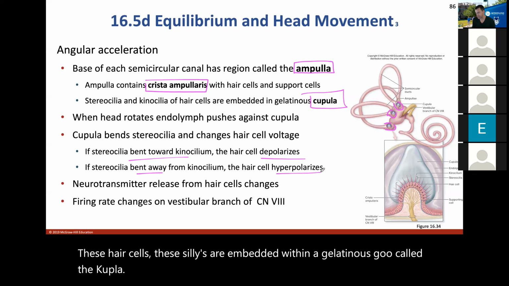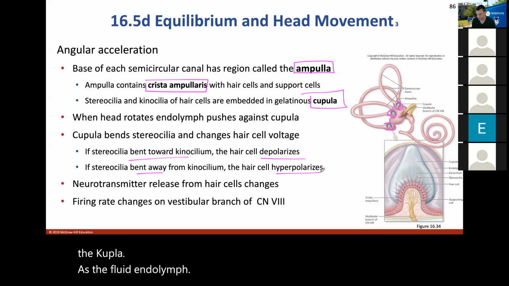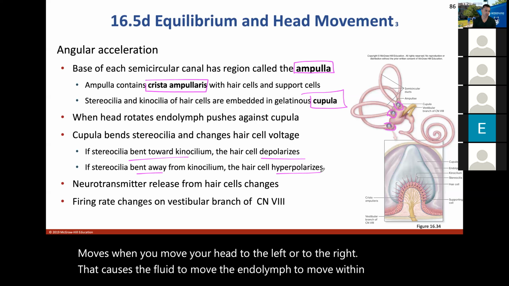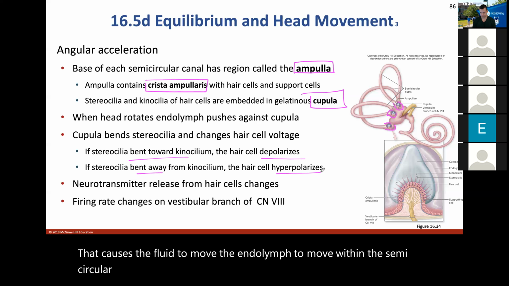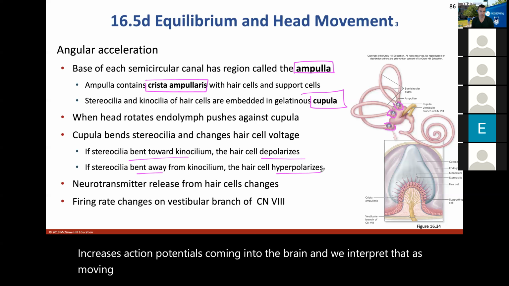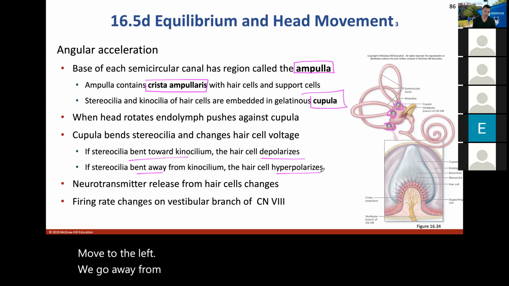As the fluid endolymph moves, when you move your head to the left or to the right, that causes the endolymph to move within the semicircular duct, pushing on the cupula. The hair cells go towards the kinocilium, depolarize, increase the rate of depolarizations, increase action potentials coming into the brain, and we interpret that as moving to the right. Move to the left, we go away from the kinocilium, and we hyperpolarize. And we interpret that as going in the opposite direction.